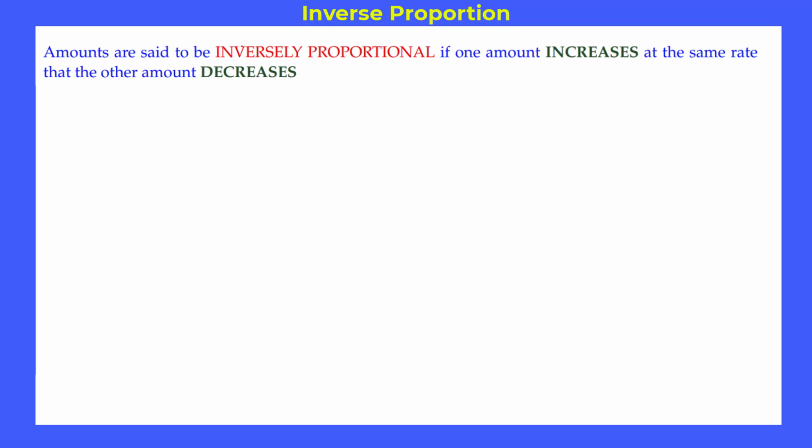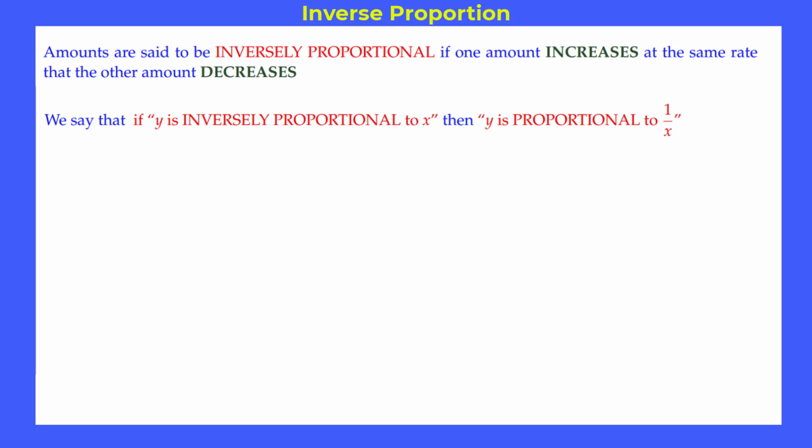In this video, we're going to be looking at inverse proportion. So first of all, what is it? Well, amounts are said to be inversely proportional if one amount increases at the same rate that another one decreases. We say that if y is inversely proportional to x, then y is proportional to 1 over x. And mathematically, we can say that y is inversely proportional to x implies y is proportional to 1 over x.